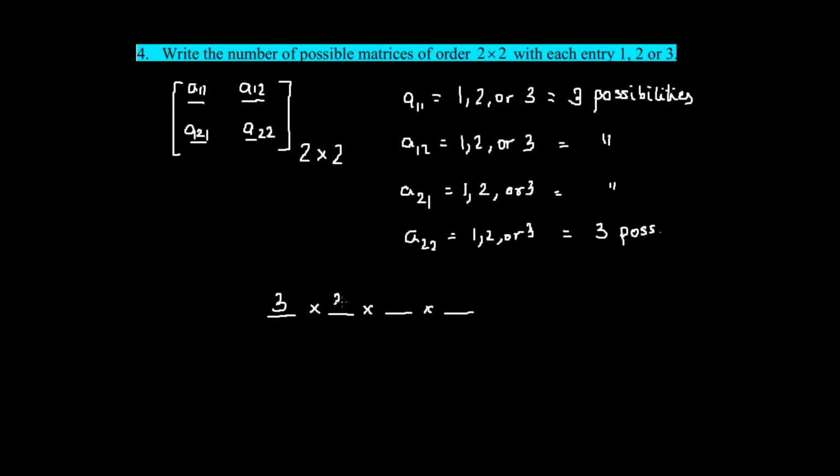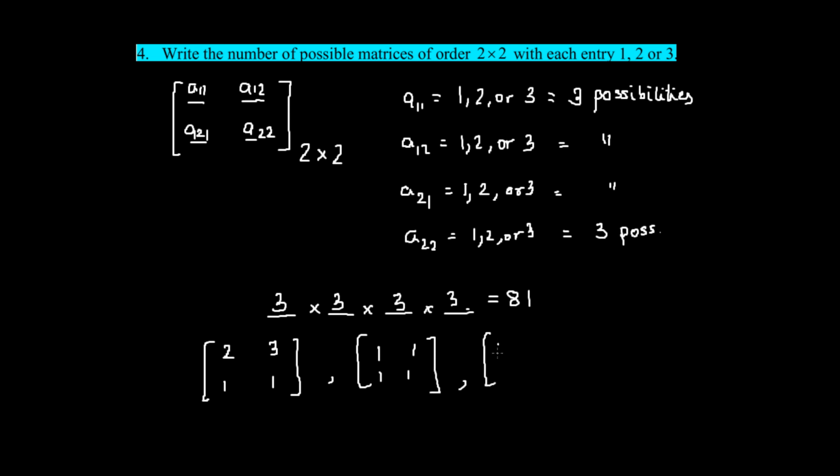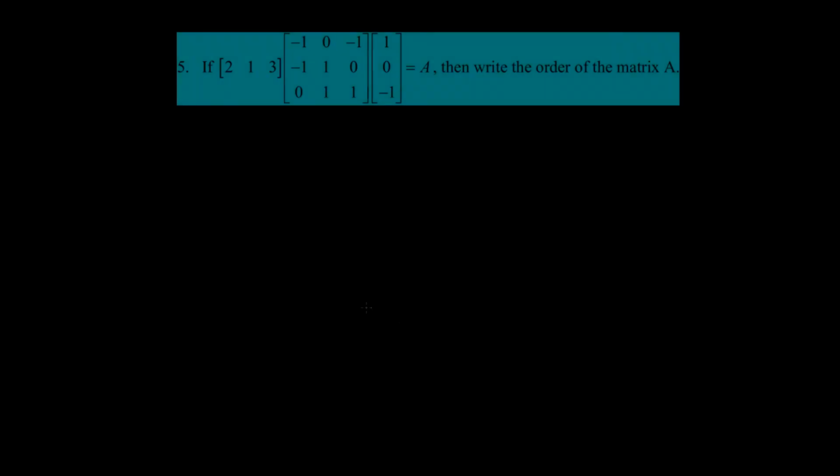So that is 3 times 3 times 3 times 3, which is 81. So that means 81 such matrices are possible. So I can give you one example. That will be the first entry could be 2, the second entry could be 3, the third entry could be 1, and the fourth entry could be 1. Or we can have 1, 1, 1, 1. We can have 1, 2, 1, 3, and so on. So there will be like 81 such possibilities.